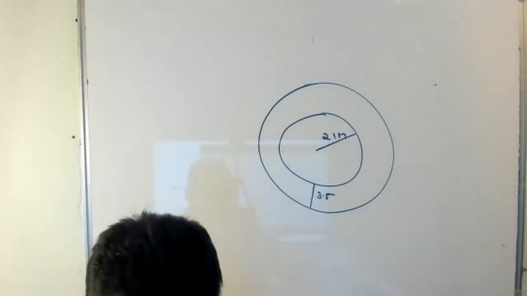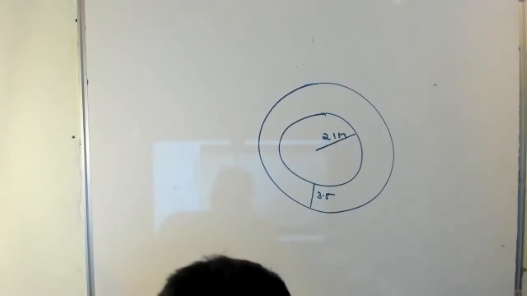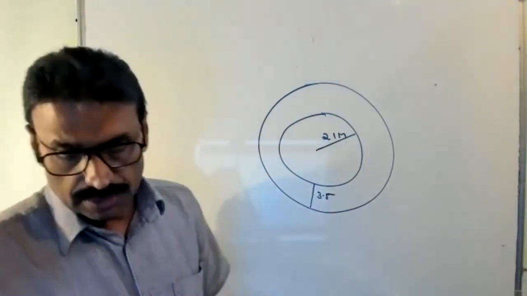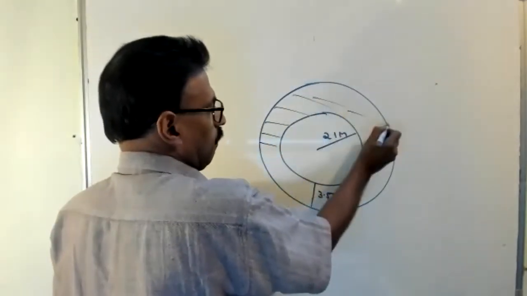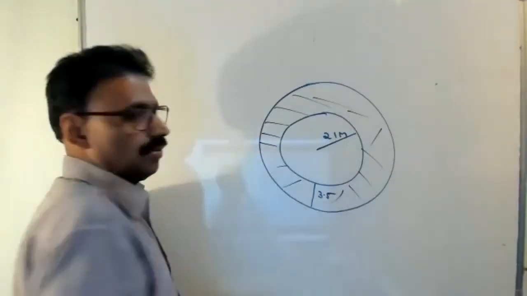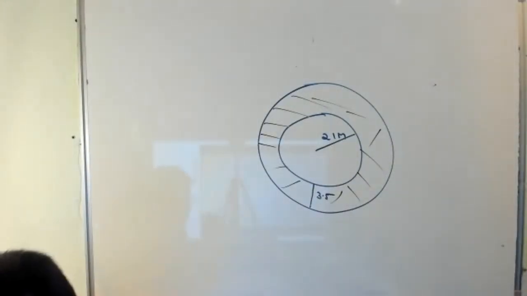Question again. A circular grassy plot of land 42 meter in diameter has a path 3.5 meter wide running around it. Find the cost of graveling the path at 4 rupees per square meter. Okay, find out. So this is a simple question. How to find: area of outer circle minus area of inner circle, multiplied by 4.